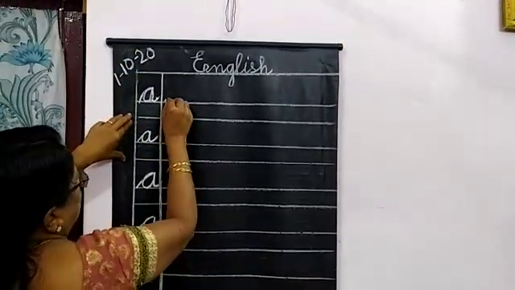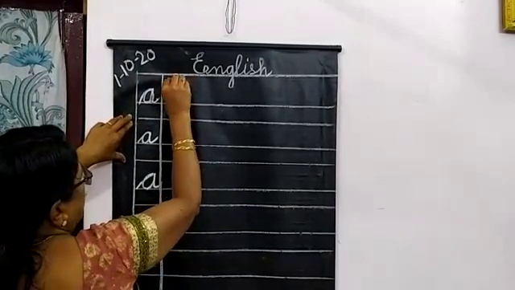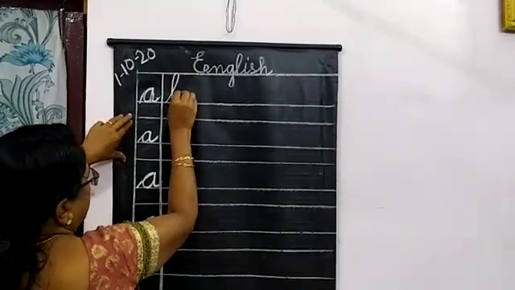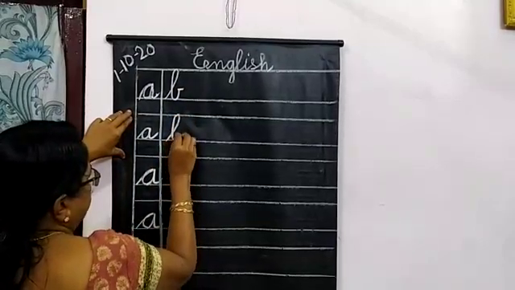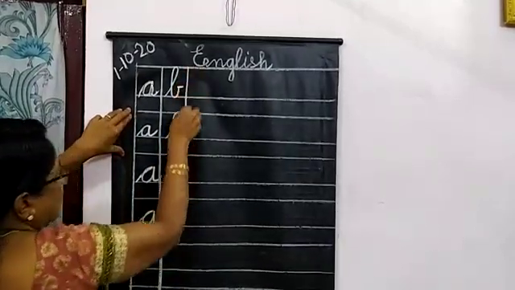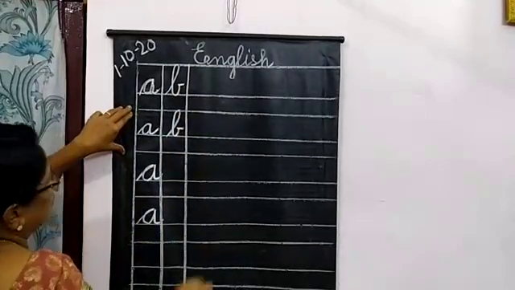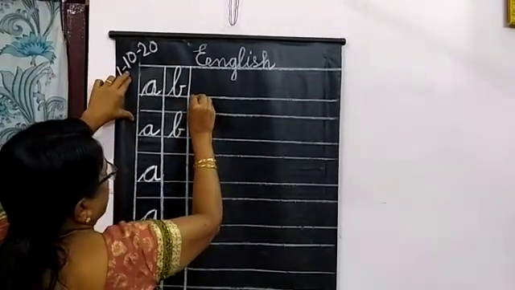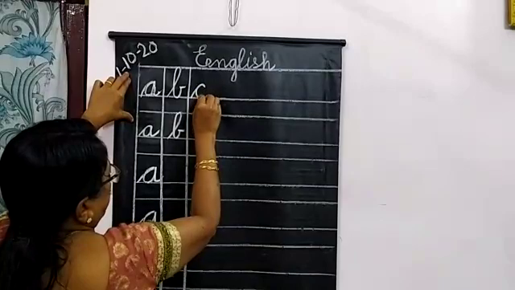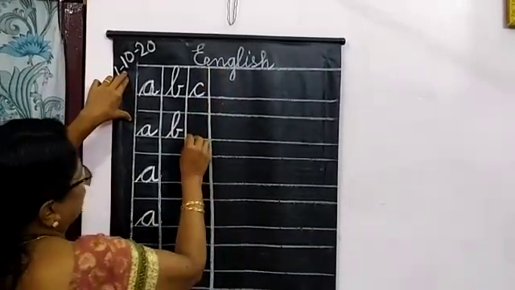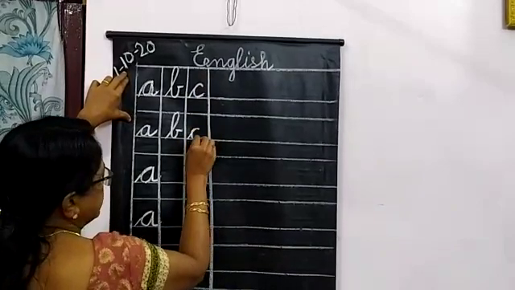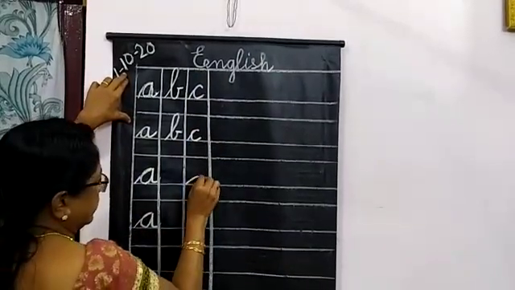Now we go to letter B. From down, go up, touch the first line, come back, down, letter B. Once again, letter B. One row of letter B. Then letter C. Letter C. So A, B, C we have completed.